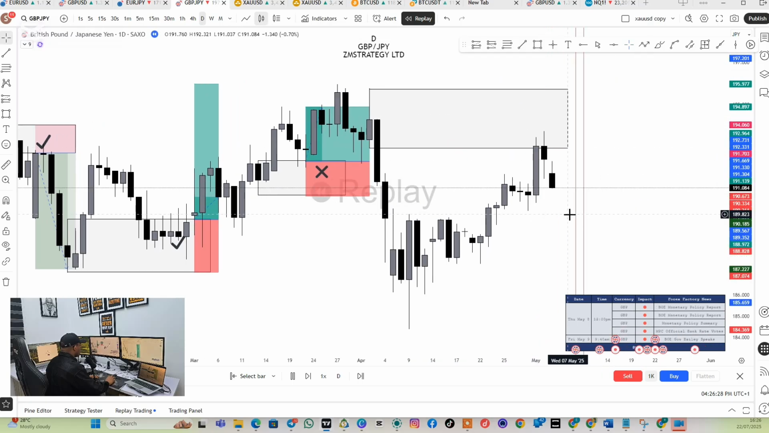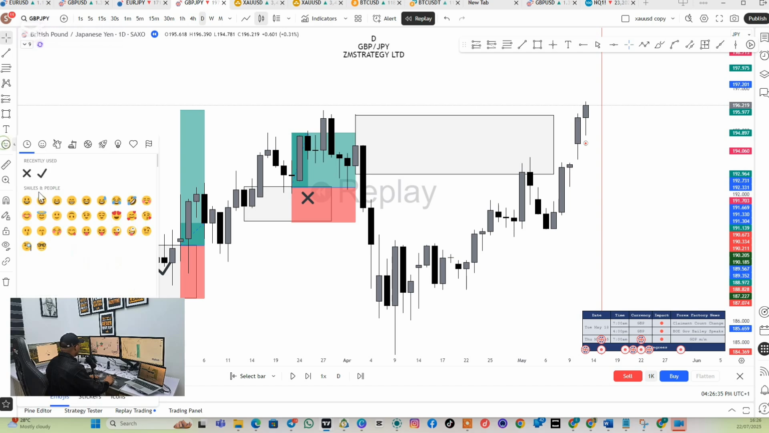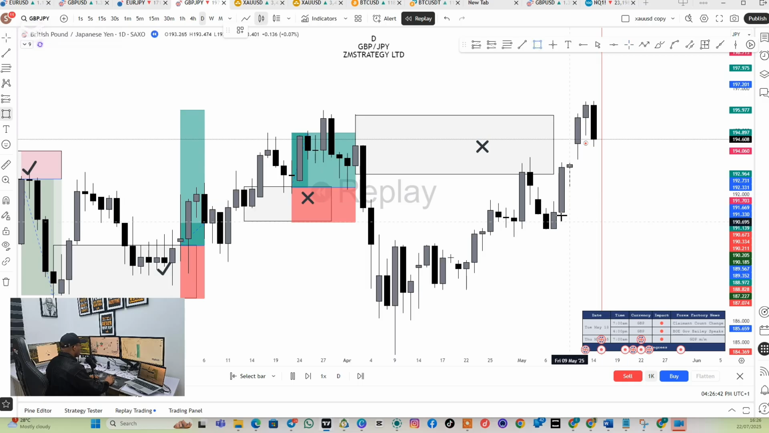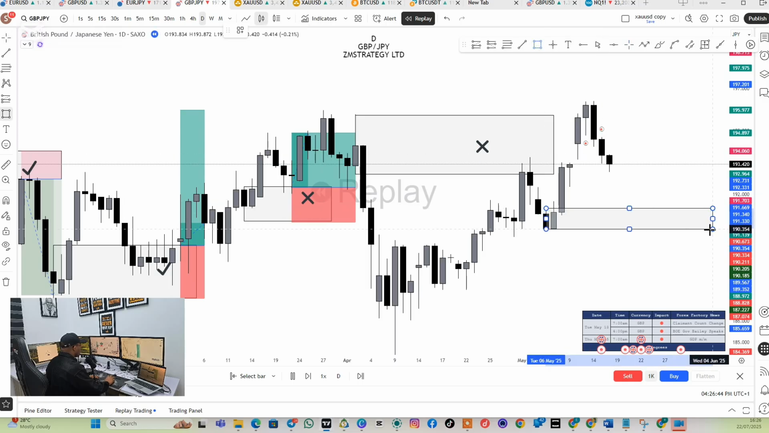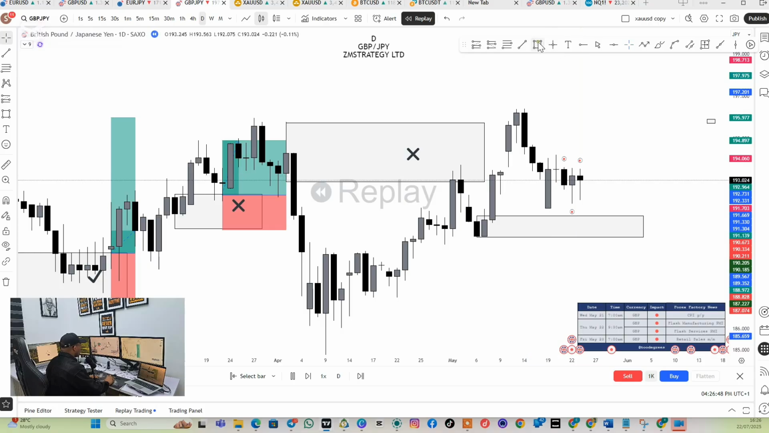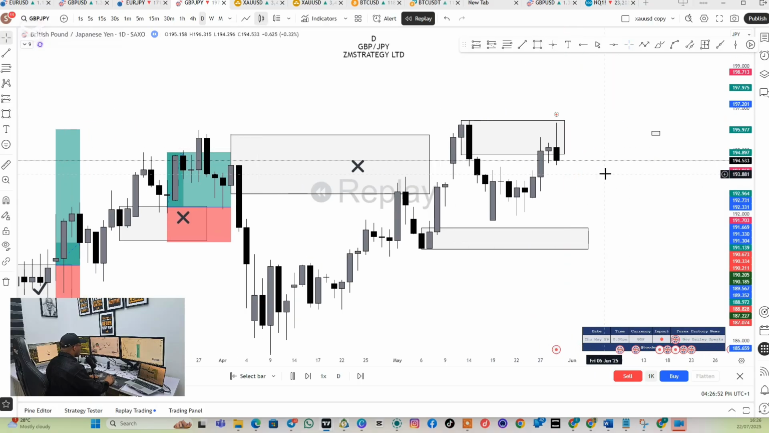Okay, just tap. Let's see if it's going to sell. So this is another. Okay, this one hit our stop loss. So let's go again. This is another engulfing here, engulfing type 2. So this is another engulfing here, engulfing type 1. So let's see.